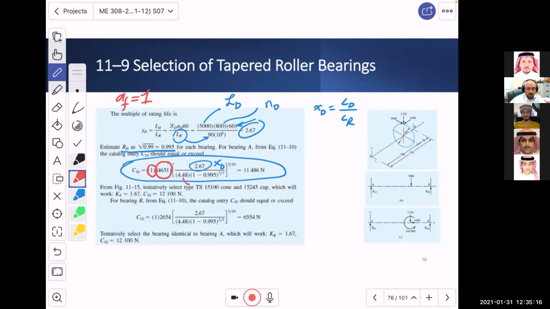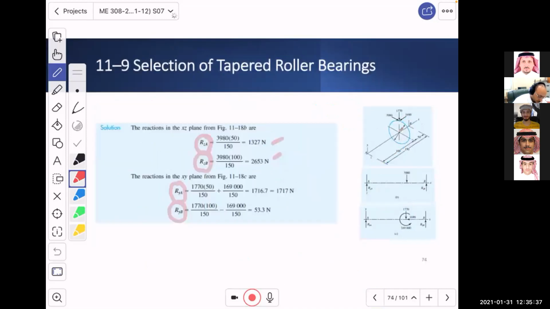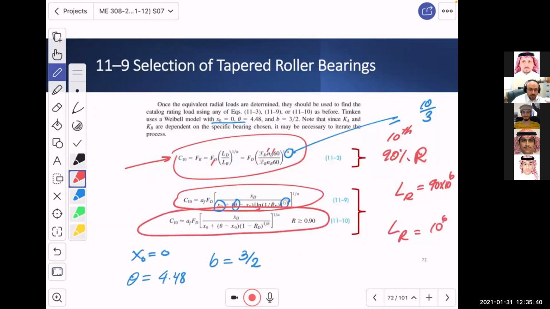Now, what is this, ya shabab? What is 4.48? What is it? The theta. It's the theta. And then we have minus 1 minus the reliability. Okay, so here in the solution, he is using this equation, ya shabab. There you go, this one. Did you see that? Which is fine. We said that both of them are the same.